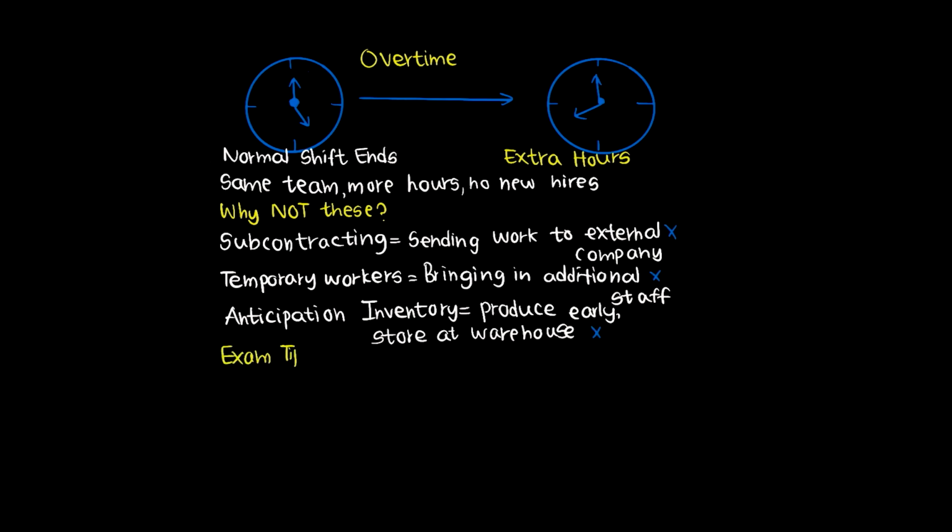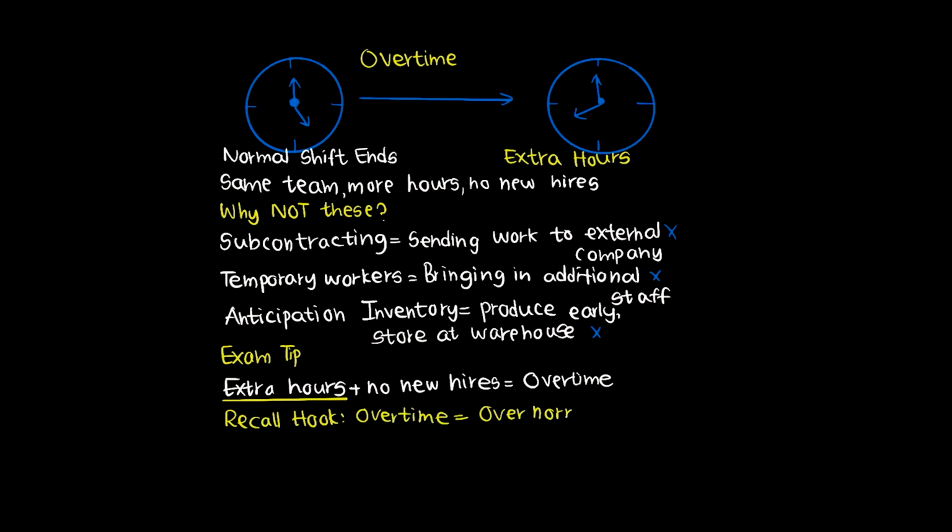Here's a WGU C215 OA exam tip for you. When the question says extra hours, beyond normal shifts, or current employees work longer, without hiring anyone new, that is overtime. Quick recall hook. Overtime equals over the normal hours, same team.